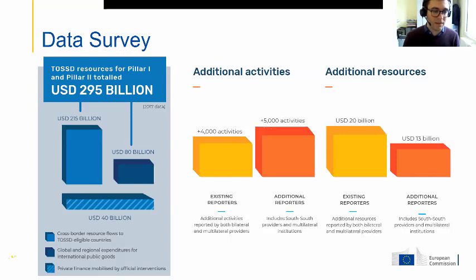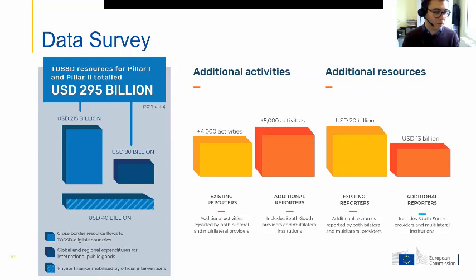That was divided at the time because it was very much focused on Pillar 1 and not yet on Pillar 2. But as we will see in a minute, Pillar 2 is actually the real game changer in TOSSD. So at the time, the division was 215 billion for TOSSD Pillar 1 and about 80 billion for TOSSD Pillar 2. And an additional 40 billion in private amounts mobilized, which are presented separately here.